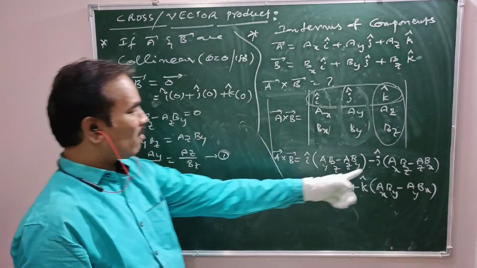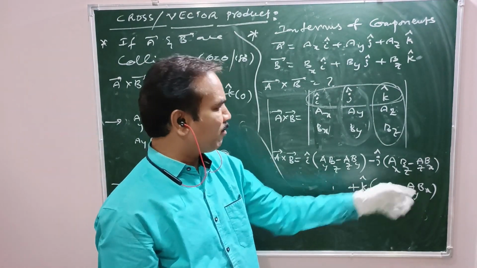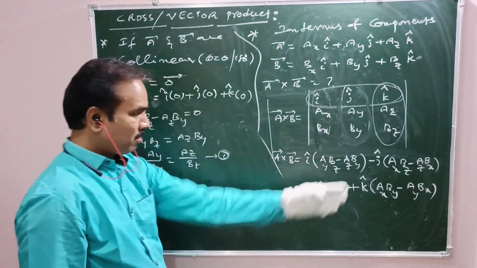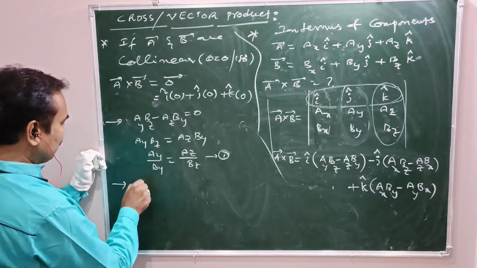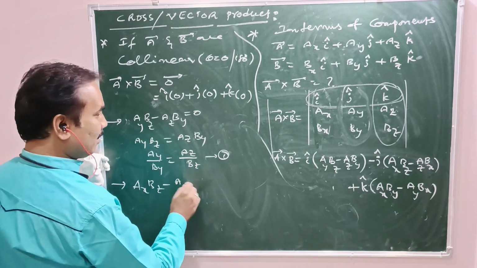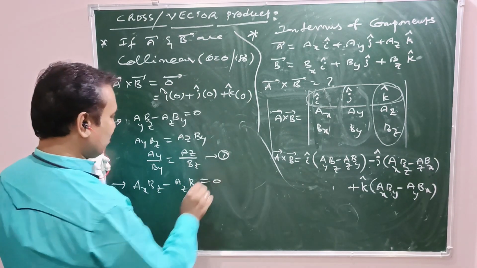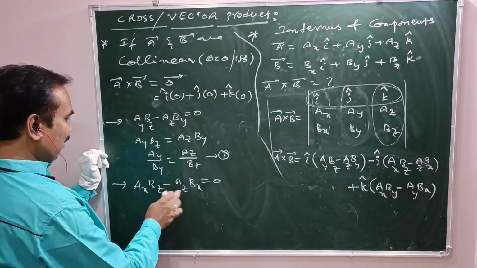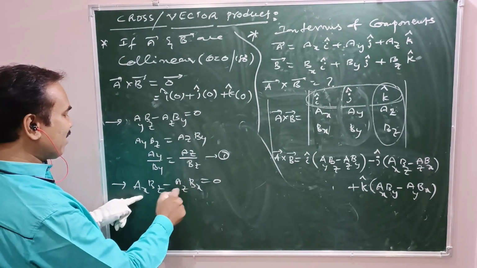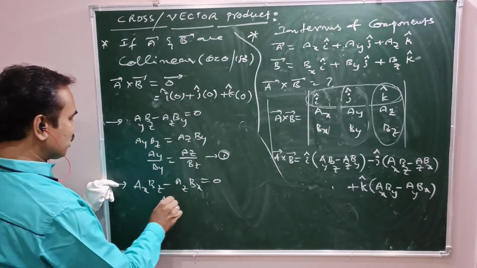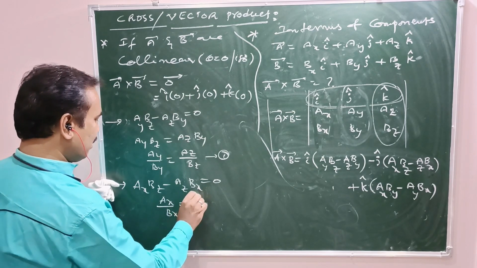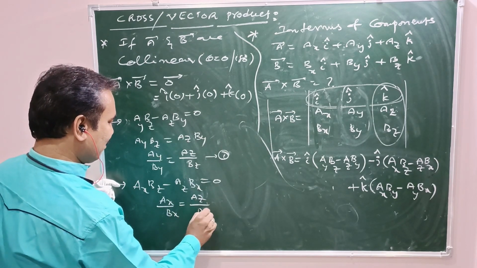In the second quadrant, the second multiple, your y coordinate is also 0. Therefore, this bracket term must also be 0. So, ax bz minus az bx equal to 0. From which, take this term to that side: ax bz equals az bx. Therefore, ax by bx equals az by bz. Number 2.